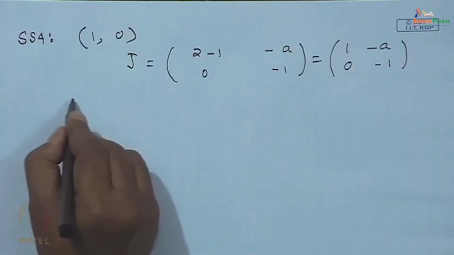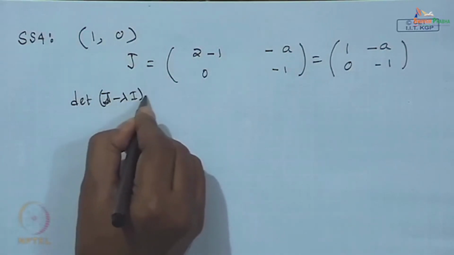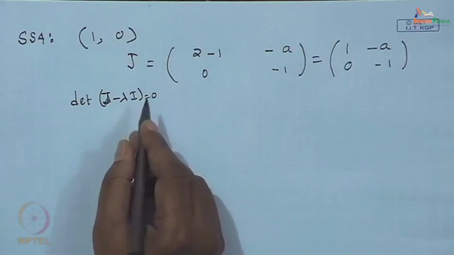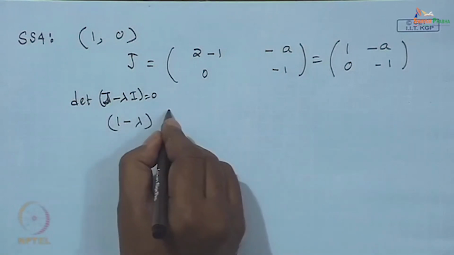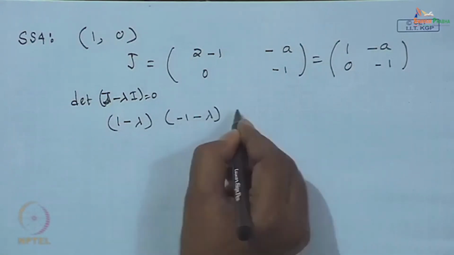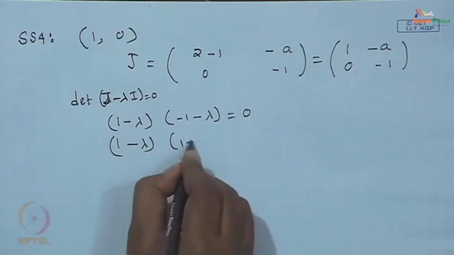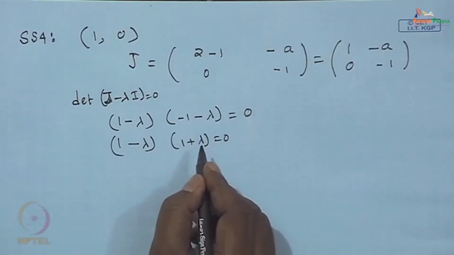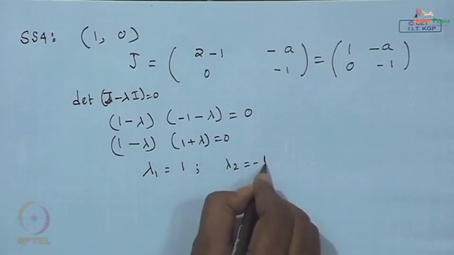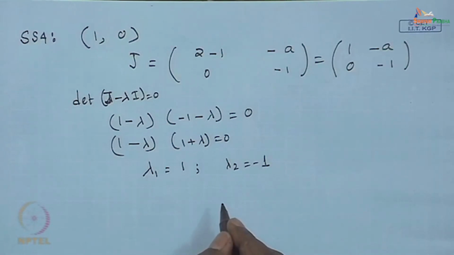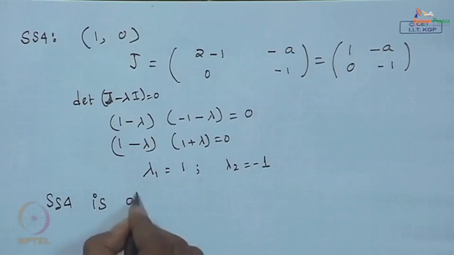So, if you look into determinant of J minus lambda I equal to 0, if you put that, then what we will be getting is that 1 minus lambda, minus 1 minus lambda, minus 0 into this, should be equal to 0. So, 1 minus lambda and 1 plus lambda is equal to 0. So, you will be having two roots of this equation. Lambda 1 will be 1 and lambda 2 will be minus 1. Since one of the roots is positive, steady state 2 is always unstable, unconditionally unstable, we can say it.